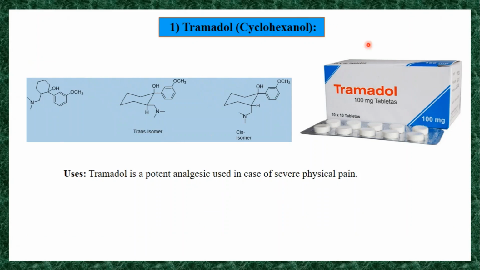Then we will see this, that is tramadol, the example of a cyclohexanol derivative. It exists as a mixture of trans and cis. The trans form is found to be analgesic, and it is a potent analgesic used in severe physical pain.